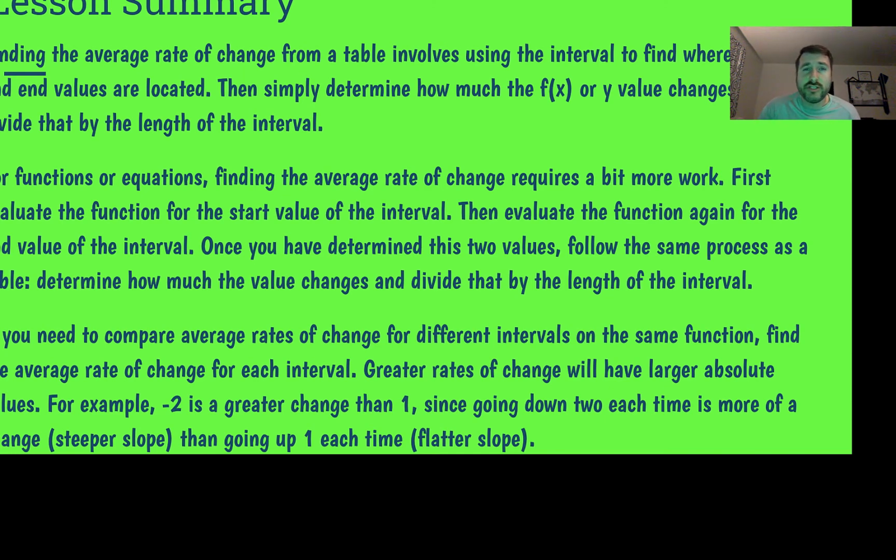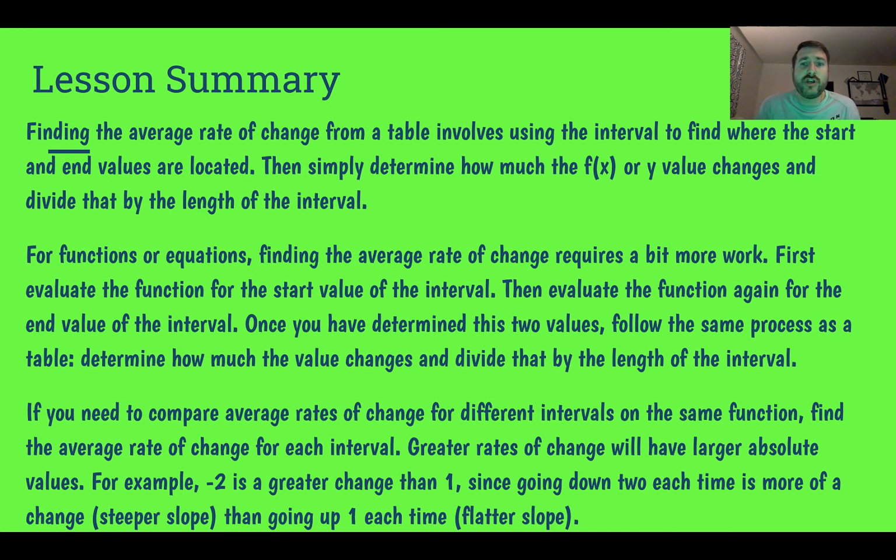For functions or equations, the average rate of change requires a little bit more work because you need to evaluate the function first. So evaluate the function for your start value in your interval and for your end value. Once you've figured those two things out, then you figure out how much it changed, and divide by the length of the interval, the same process as for the table. If you need to compare the average rates of change for intervals for the same function, you're going to have to figure out the average rate of change for each interval.